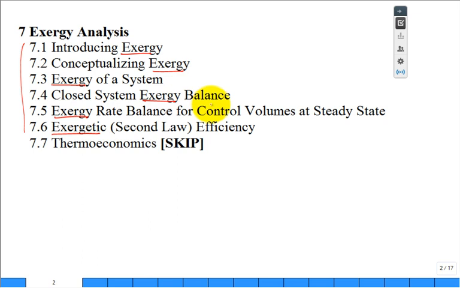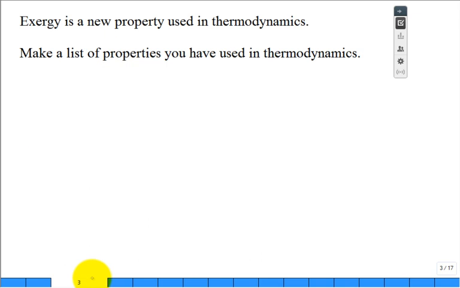Notice that they're going to have it for a closed system. They have it for a control volume, open system. Hey, that's what we've been doing in Thermo 1. Open system analysis, closed system analysis. And then we'll talk about some efficiencies. Hey, we had turbines, we had pumps, we had compressors. Yep, and we'll revisit those and talk about now an exergetic efficiency instead of an isentropic efficiency. Exergy is simply a new property used in thermodynamics.